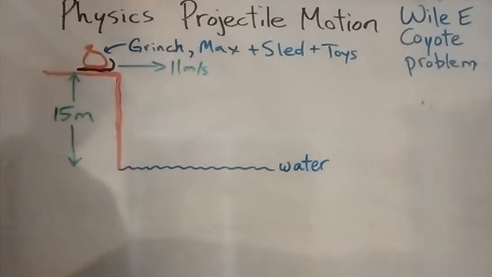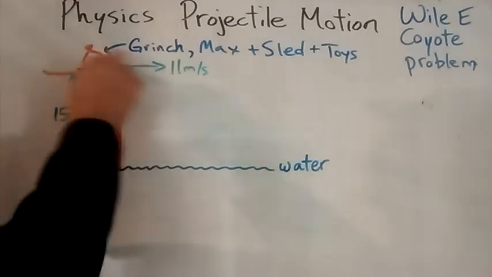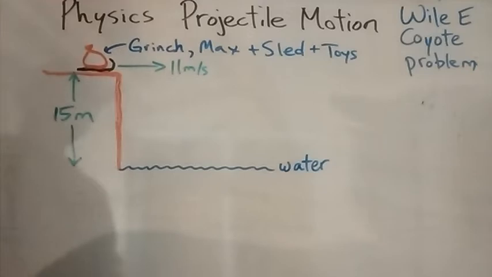We will find out what the true velocity is just before the sled hits the water, and we'll also find the angle at which it hits the water. So here we go.